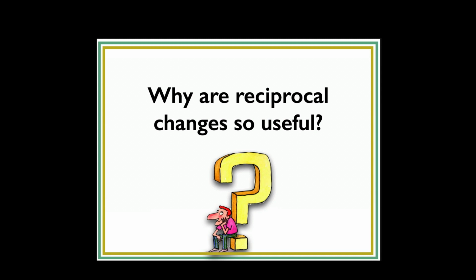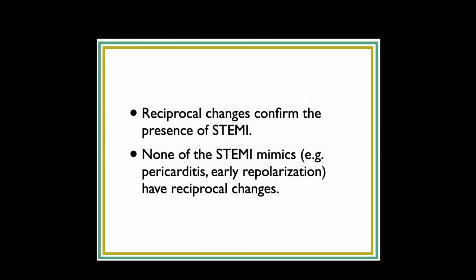So why are reciprocal changes so useful? We've already talked about reciprocal changes, so we're going to delve into this a little more today, but we should already have a sense of it. Koa, in what way have you found reciprocal changes useful? For me, it's just to help confirm a STEMI. Okay, confirms the STEMI. Anything else? That's the big thing, but we're going to say exactly what that means. So, reciprocal changes confirm the presence of a STEMI.